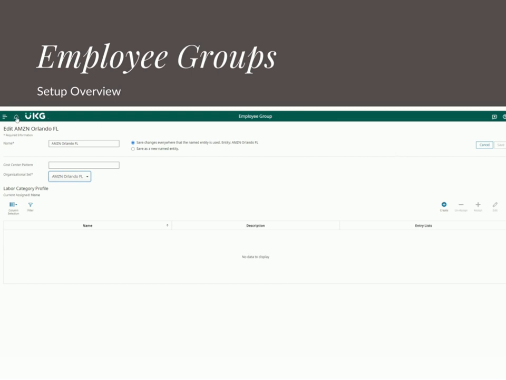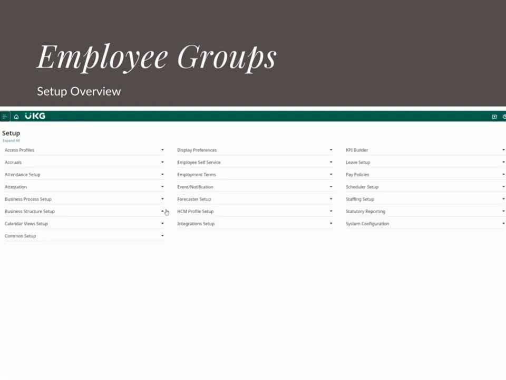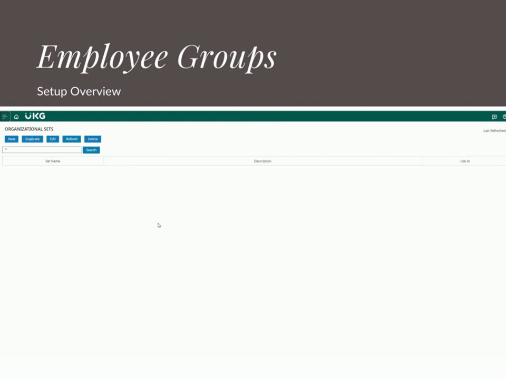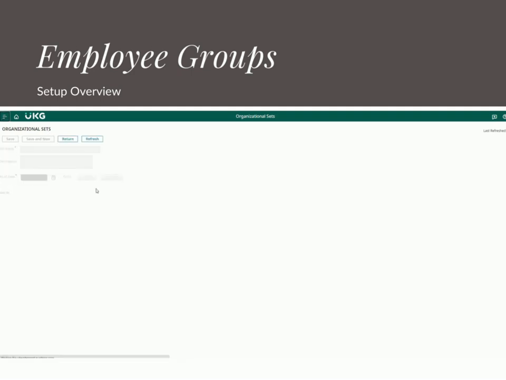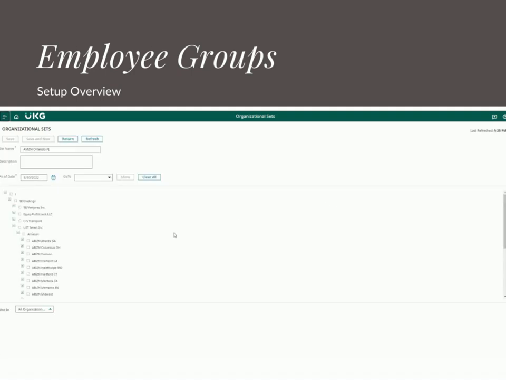So we'll go back home and we will go to Organizational Set. And you see that these are the same names, should be the same list. So let's find the one that we were just looking at. Click on it so it's gray, and now I'll click Edit over here. So this is actually what determines which employees are going to be visible in that employee group.